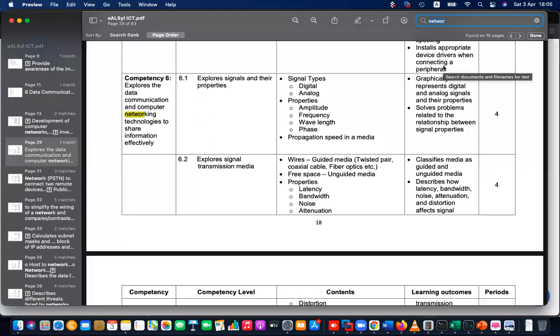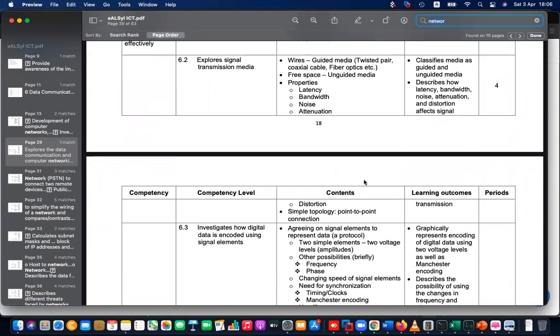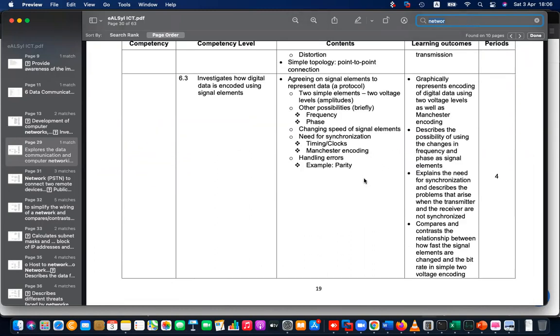Right. Last week we discussed the signal types, properties, and also these signals in wired media and wireless media, guided and unguided media, and the properties like latency, bandwidth, noise, and attenuation. I think we have to discuss a little bit about this, and then we must move to the element representation of the signals.